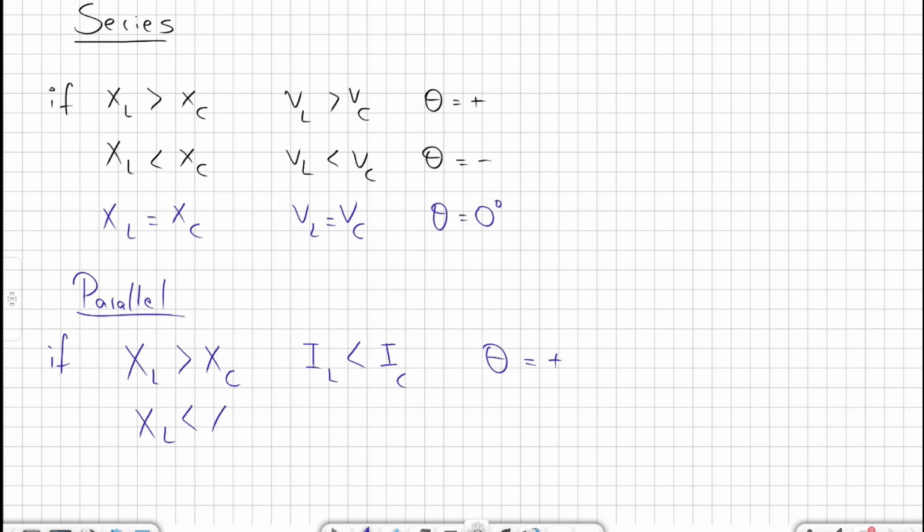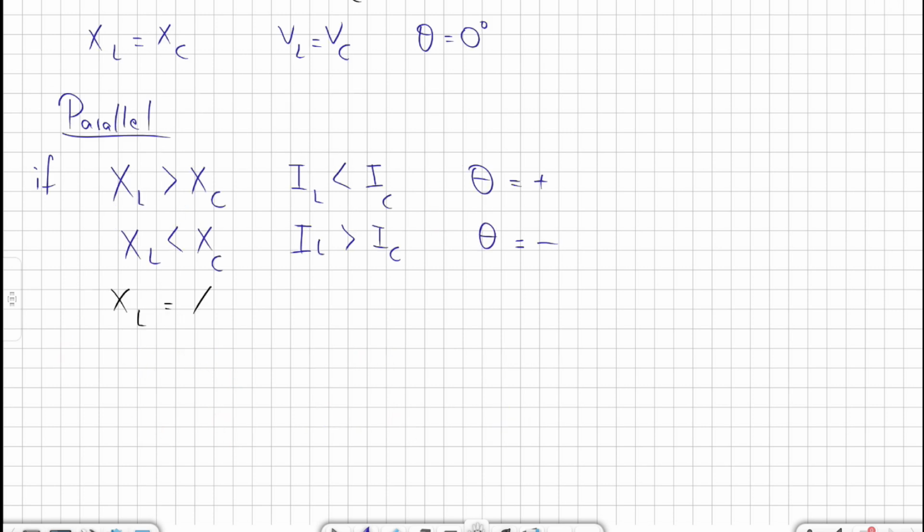And if XL is smaller than XC, IL will be bigger than IC. The negative part, which is IL, will be bigger, so theta will be negative. If XL is equal to XC, then IL will be equal to IC, and they cancel each other's effect, so the angle will be equal to 0.